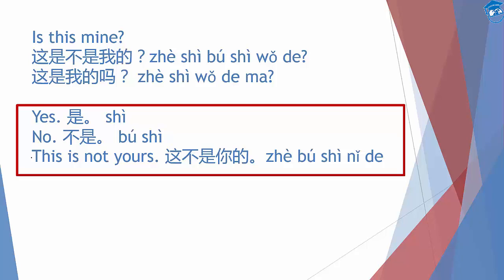Okay, so the way to form a negative sentence is very simple. Remember, if you want to say, this is yours, it is 这是你的. To make it a negative sentence, just add the negative word not, in Chinese 不, in front of the verb, which is 是 in this case. So in the end, you get the word 不是.